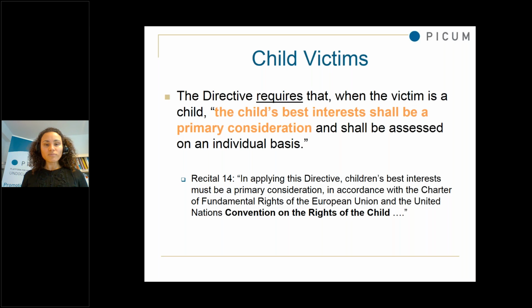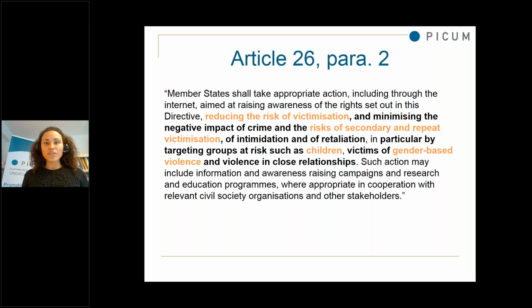Significantly, under Recital 14, it is clear that the directive should be implemented in a way that is consistent with the UN Convention on the Rights of the Child. Article 26 has to do with cooperation and collaboration. I think it's important to underscore here that there is a strong prevention element embedded within the Victims Directive. Under Article 26, member states shall take appropriate action aimed at raising awareness of the rights set out in this directive, reducing the risk of victimization, and minimizing the negative impact of crime and the risks of secondary and repeat victimization. And further, it states that this is particularly the case for groups at risk, such as children and victims of gender-based violence and violence in close relationships.